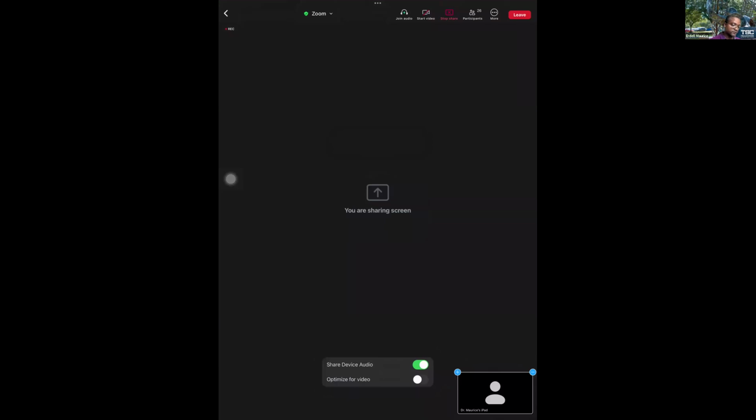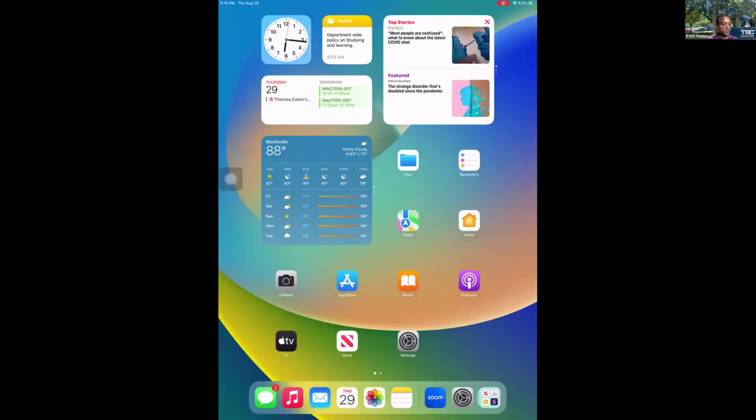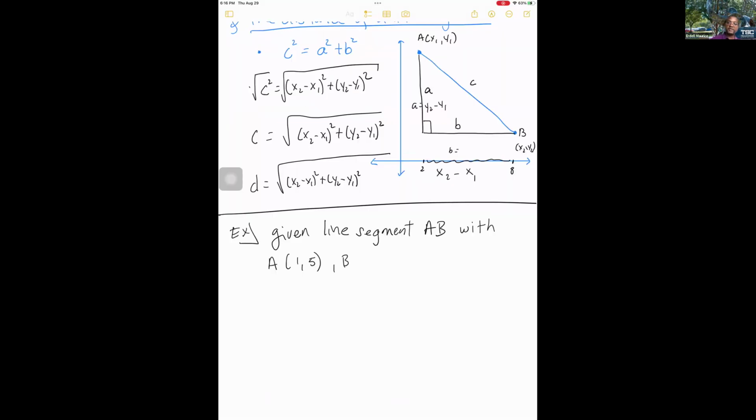And line segment B was going to be at (-2, 1/4). And what I want to do is find the midpoint of the line segment, and I want to find the distance of the line segment. So find the midpoint and distance of AB.